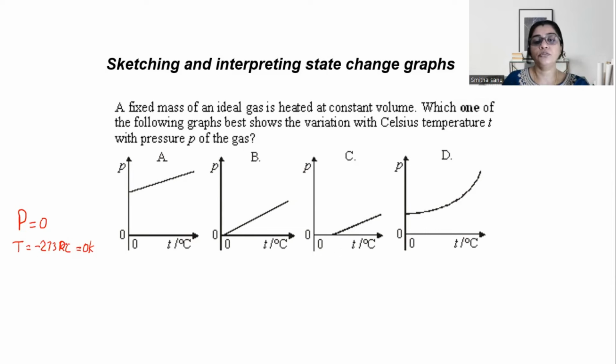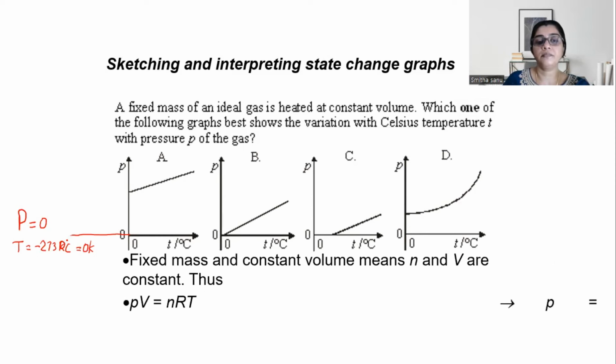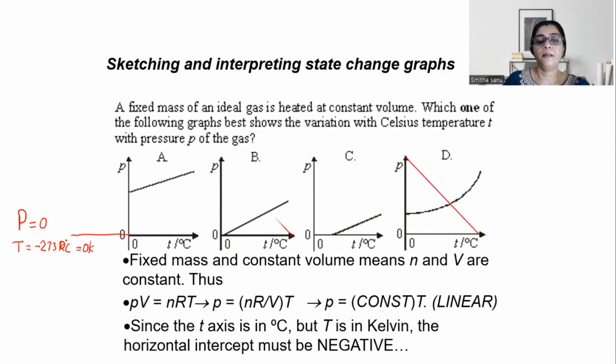Which of these shows that? Naturally, you have to extend the x-axis, extend the graph and see which graph touches the negative x-axis. Very clearly, you can see that it is only graph A that shows a negative intercept on the x-axis at x equals minus 273 degrees Celsius.